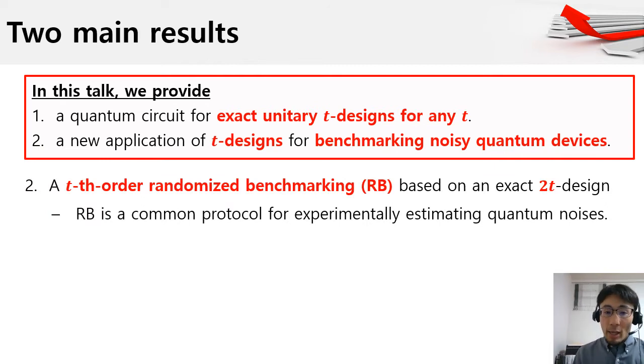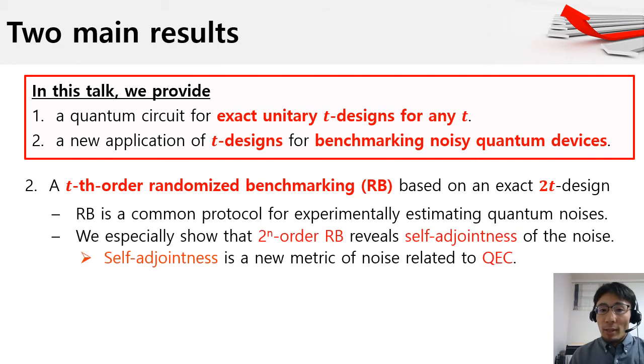In the second result, we provide a new application of designs for randomized benchmarking. Randomized benchmarking is a very common protocol for experimentally estimating quantum noise. This is a very standard method. For example, in superconducting systems or ion trap systems, we use these RB protocols very often. But we propose a generalization of randomized benchmarking based on an exact unitary 2T design.